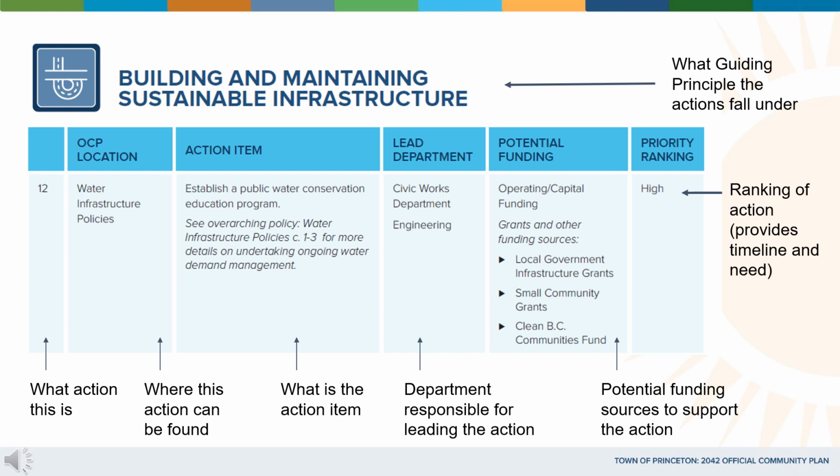As you can see, the title shares what guiding principle the action falls under. The number on the far left side shows what action this is. Then, where the action can be found in the plan. Then, what the action item is. Then, who is the department responsible for leading the action plan? Then, the potential funding sources to support the action, and then the ranking of action. This ranking helps provide timelines and need.